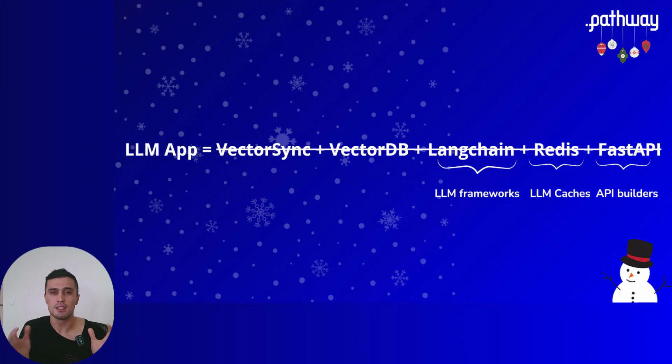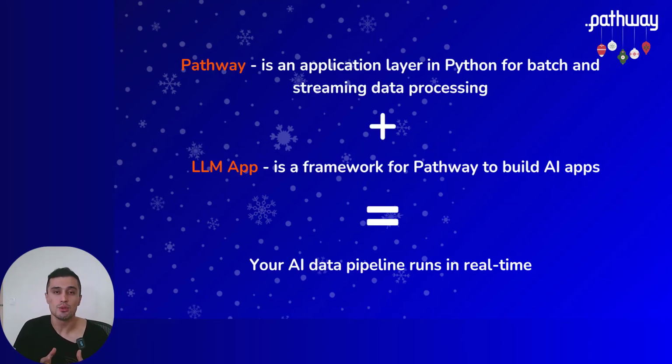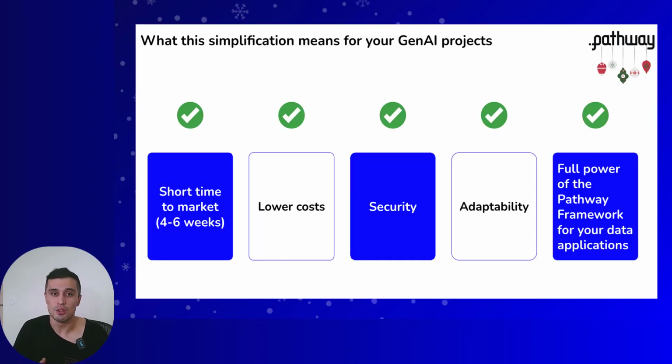But with our team, starting August 2023, we decided to make this operation even simpler by offering developers one single platform. Basically, we combine two technologies together. We had the Pathway open source project, which is an application layer for both batch and streaming data processing, like Flink or Spark, but with higher speed and higher performance. And we combined it with the LLM App framework, which is also in Python, that helps developers build AI applications without complex infrastructure. When you combine these technologies, of course, you get AI data pipelines that run in real time.